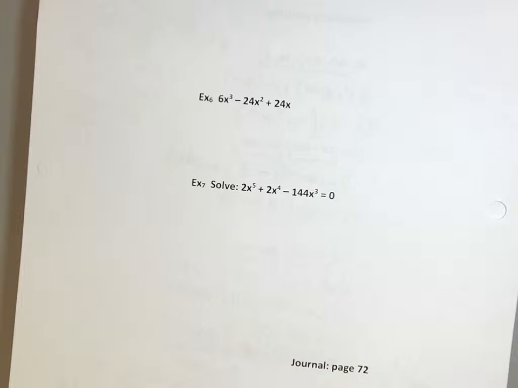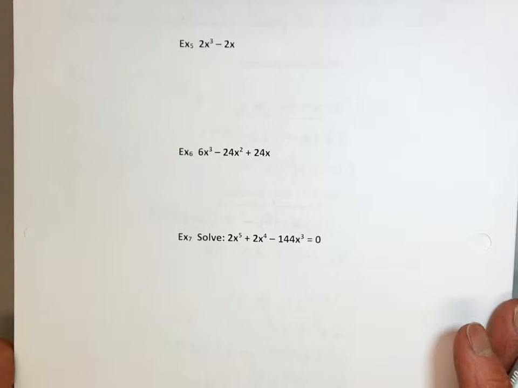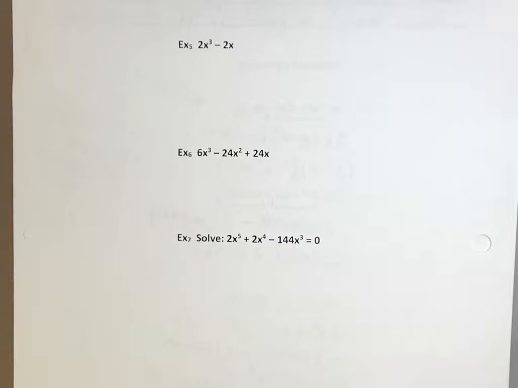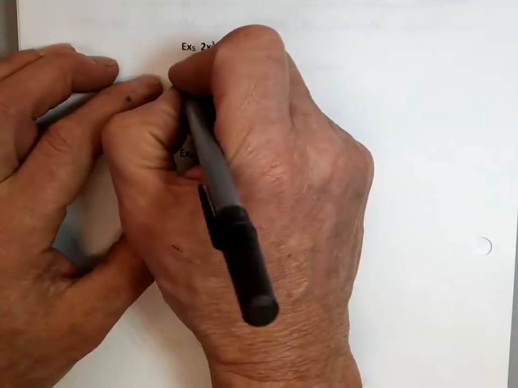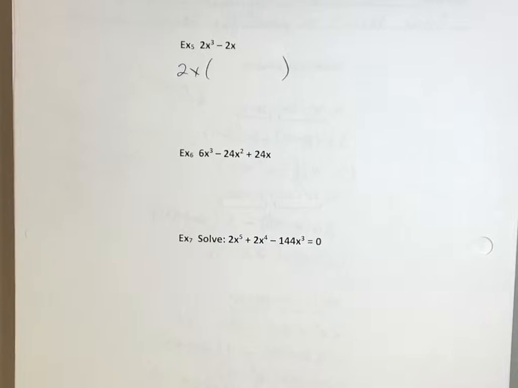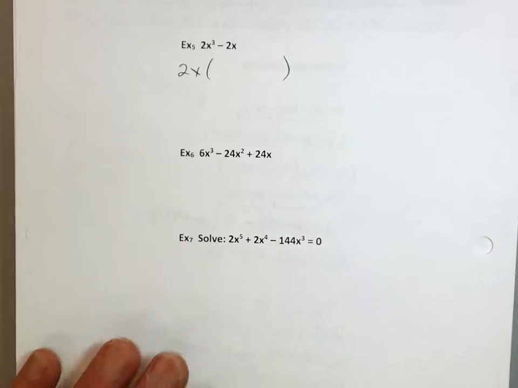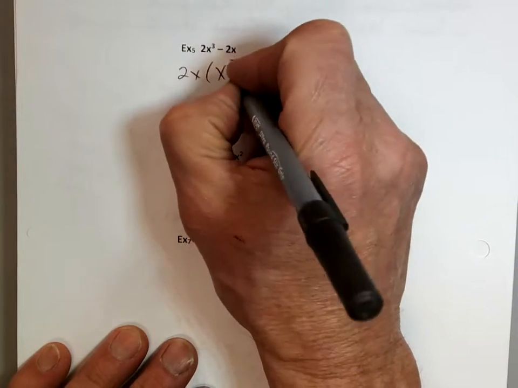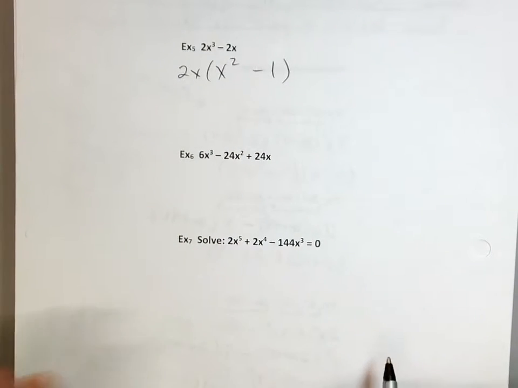There are not 4 terms. So what do you see in example 5? Do you see anything about example 5? You have 2x. Yeah, so let's common factor out the 2x. Let's see what happens. Okay. So what's left inside? Minus 1. Good. Can that be done again?